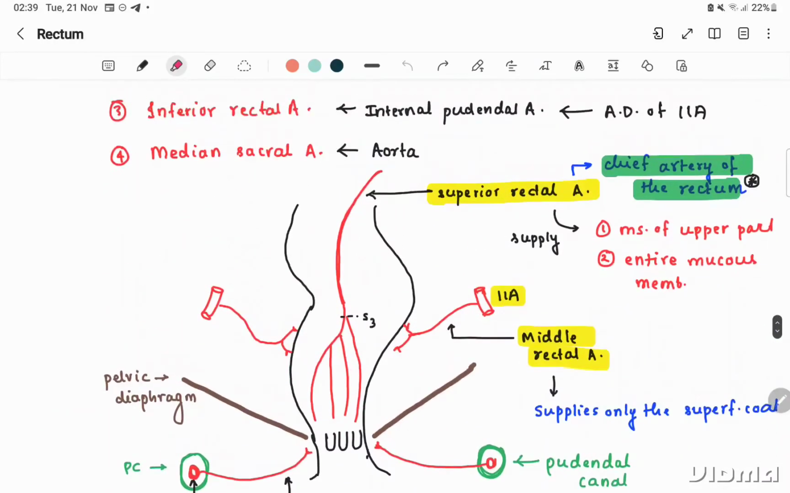Understood? And superior rectal artery is the chief artery of the rectum. So what is the chief artery of the rectum? It is the superior rectal artery, which supplies the muscles of the upper part and the entire mucous membrane.